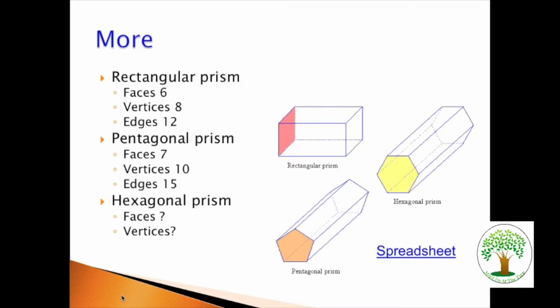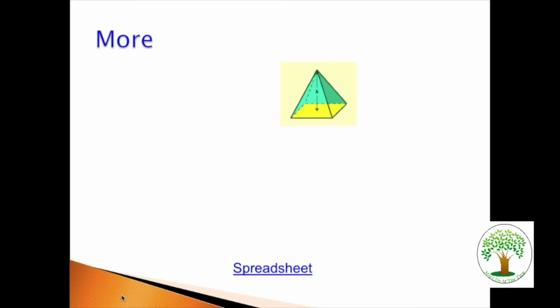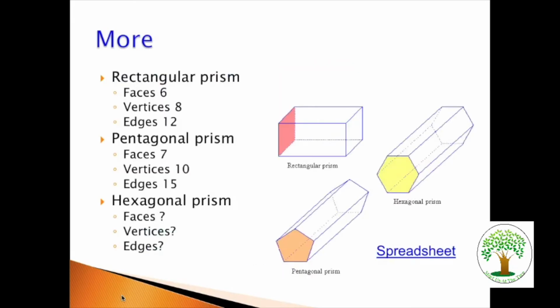So then how do we figure out the edges? 8 plus 12 minus 2 equals 18. All right. Fantastic.